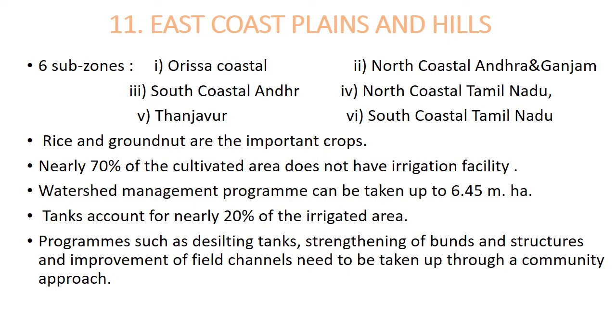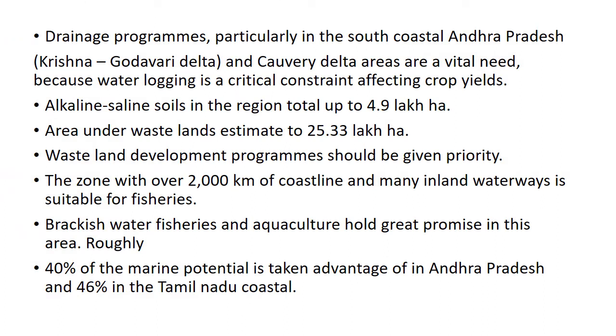Programs such as desilting of tanks, strengthening of bunds and structures, and improvement of the field canals need to be taken up through the community approach. Drainage programs, particularly in south coastal Andhra Pradesh and Kaveri Delta areas, are needed because waterlogging is a critical constraint affecting the crop yields. Alkaline and saline soils in this region total up to 4.9 lakh hectares. Area under wasteland is estimated at 25.33 lakh hectares. Wasteland development programs should be given priority.